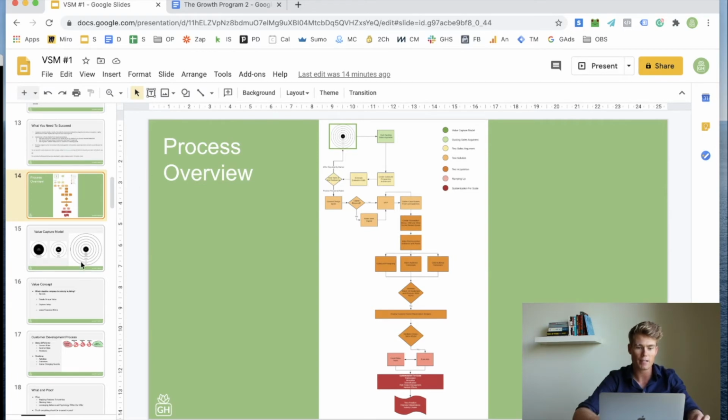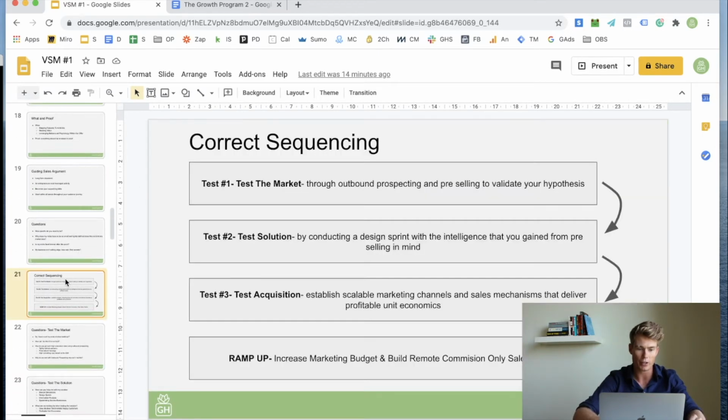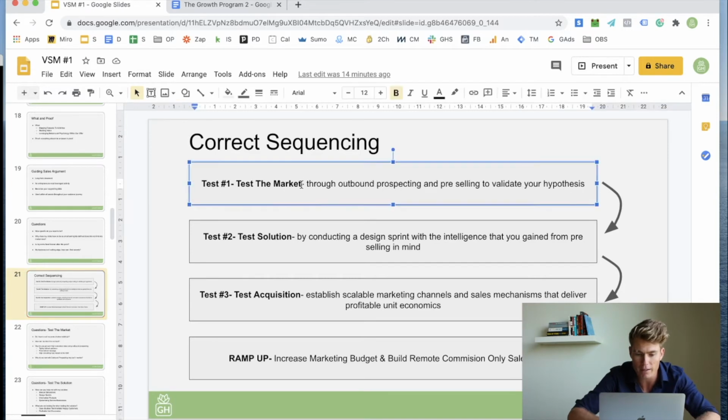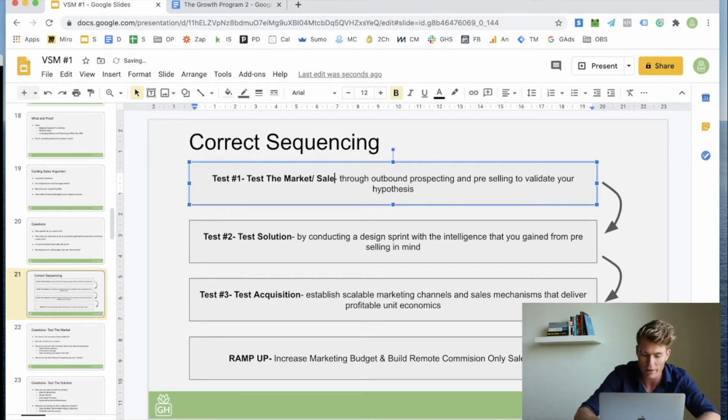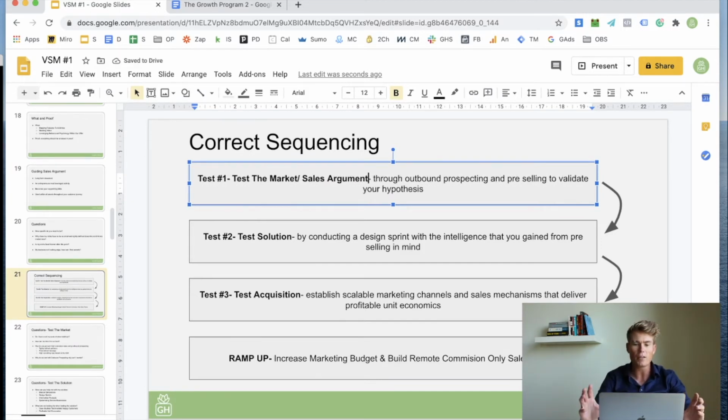So let me take you through how we do this. The key here is all in the sequence of activities as well as the activities themselves, okay? So the first thing that we are going to do is go out and test the market with our sales argument, okay?